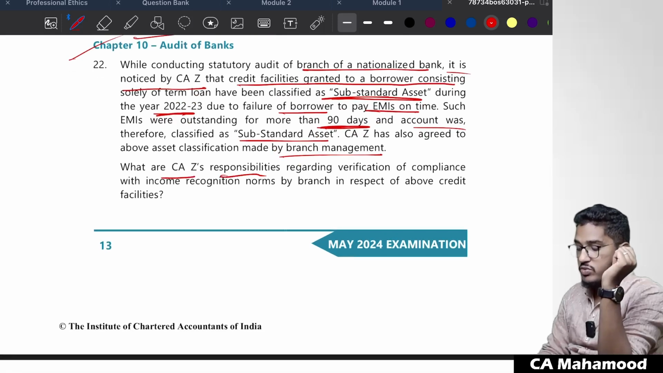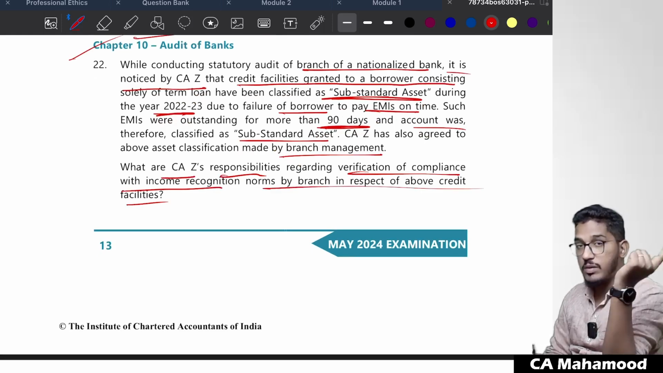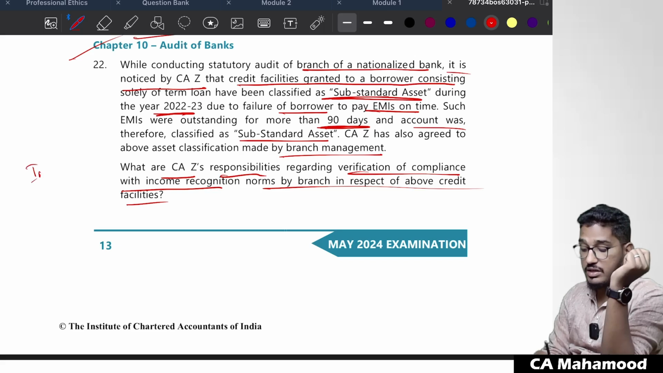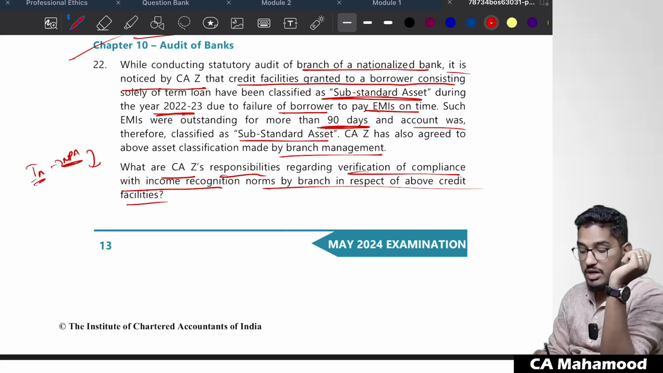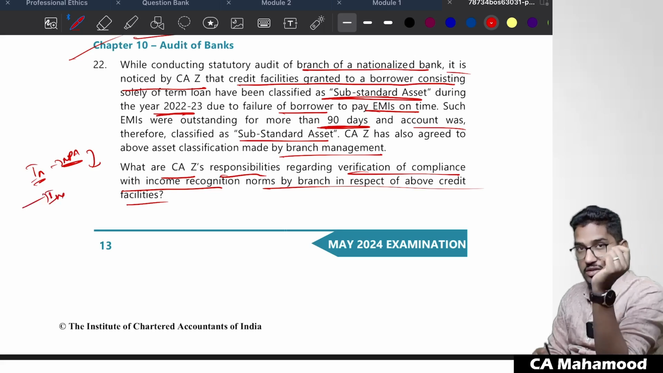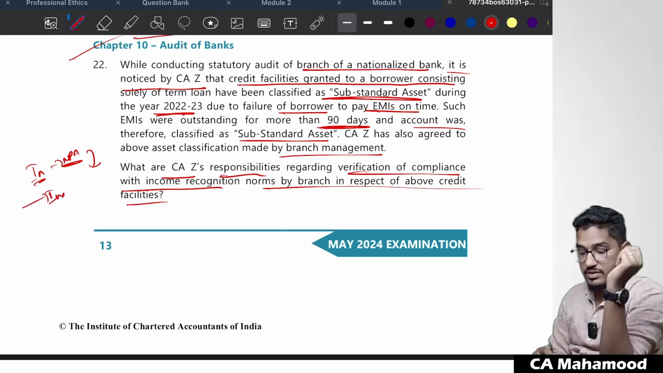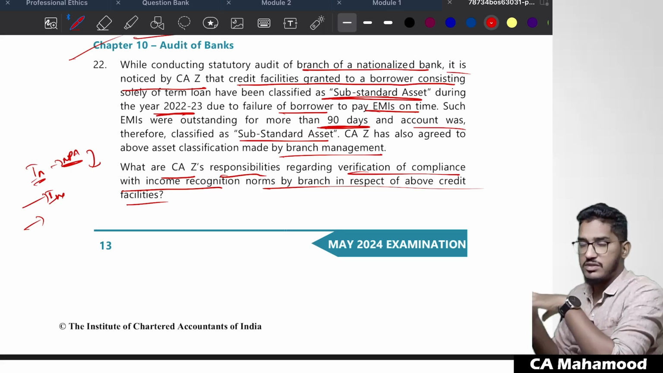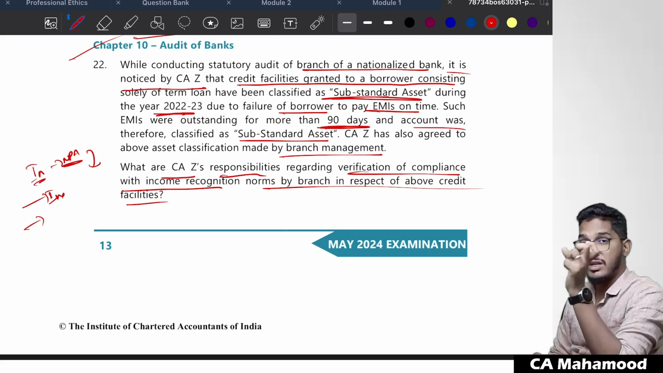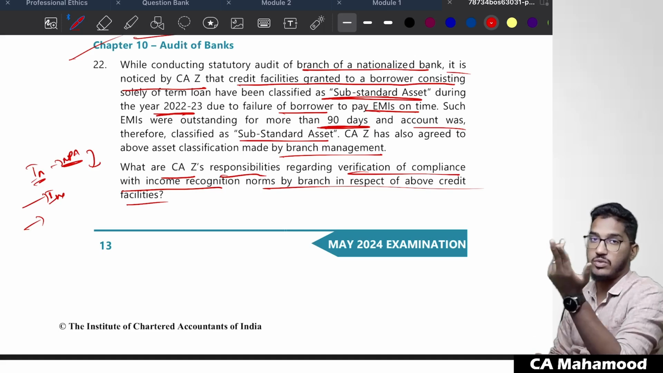What are CAZ's responsibility regarding verification of compliance with income recognition norms by the branch in respect of above credit facility? They are asking you interest recognition norms relating to NPAs. So if the account turns out to be NPA, what you should do? First, you have to stop accruing the income. You have to recognize only on cash basis. Whatever interest income that is already recognized but not yet realized, reverse it. Not just interest income, whatever other income you have recognized, like processing fee, charges, commission, whatever it is, even that income is also recognized but not yet realized, you have to reverse that also.